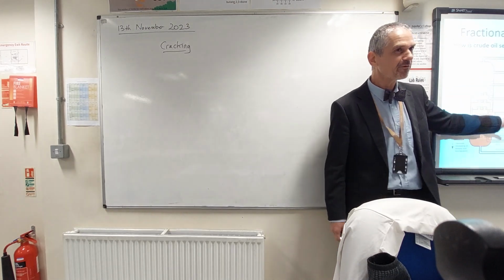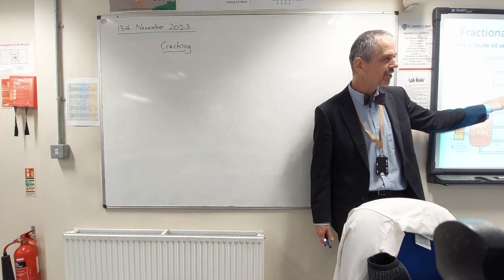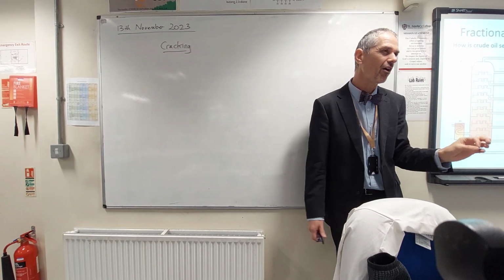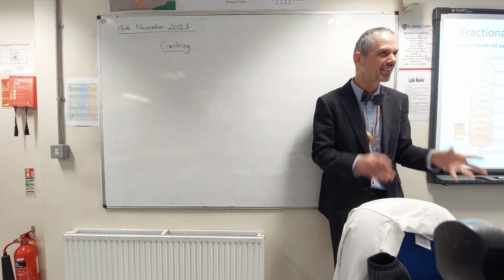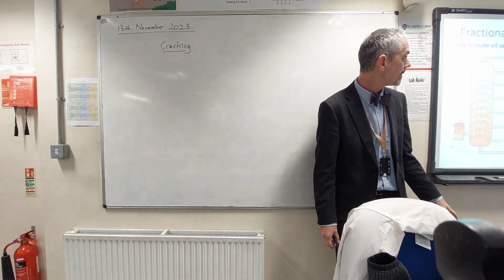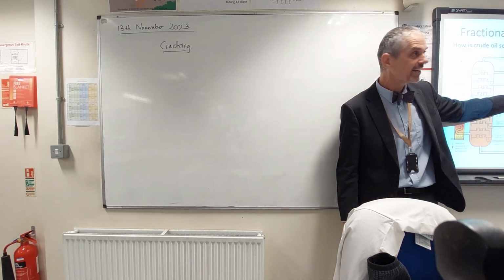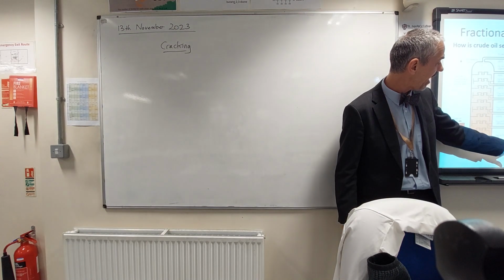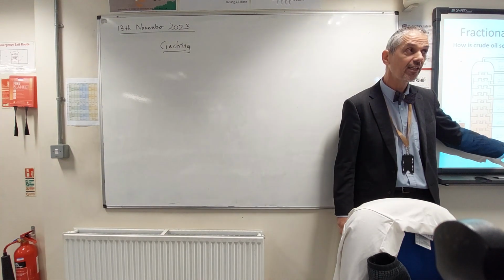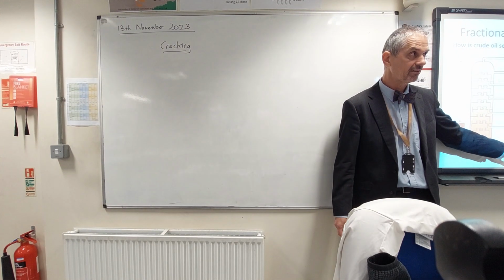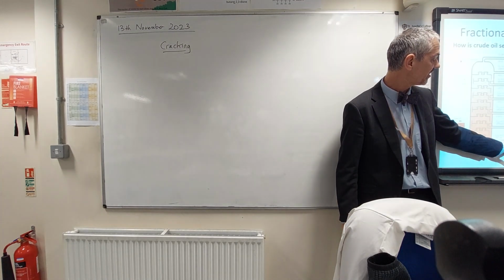So we end up with these different fractions. Each fraction is a mixture of hydrocarbons, but all with roughly the same boiling point. Up here we have the light fractions, things like petrol that go in cars. Down here we have the heavier fractions, things like fuel oil that go into ships. Okay, that's a quick run through of fractional distillation.